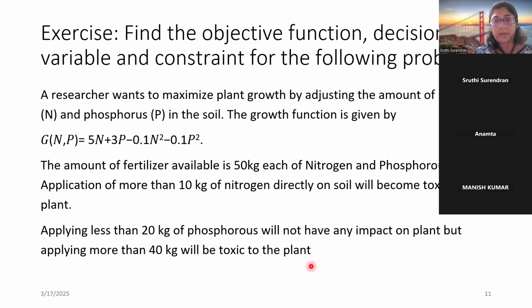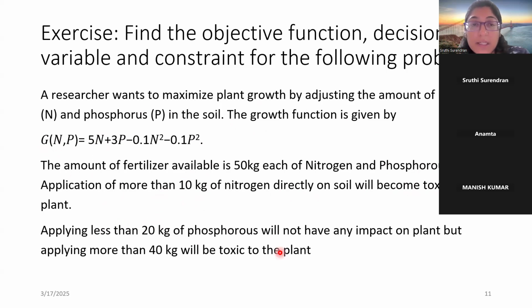So this is another problem. What is going to be the objective function in this problem? A researcher wants to maximize the plant growth by adjusting the amount of nitrogen and phosphorus in the soil. Growth function is given by G, which is a function of nitrogen and phosphorus given by this equation. Here the amount of fertilizer available totally is 50 kg of nitrogen and 50 kg of phosphorus. But applying more than 10 kg of nitrogen directly on the soil is going to be toxic to the plant. Also, applying less than 20 kg of phosphorus will not have any impact on the plant, but applying more than 40 kg will be toxic to the plant.